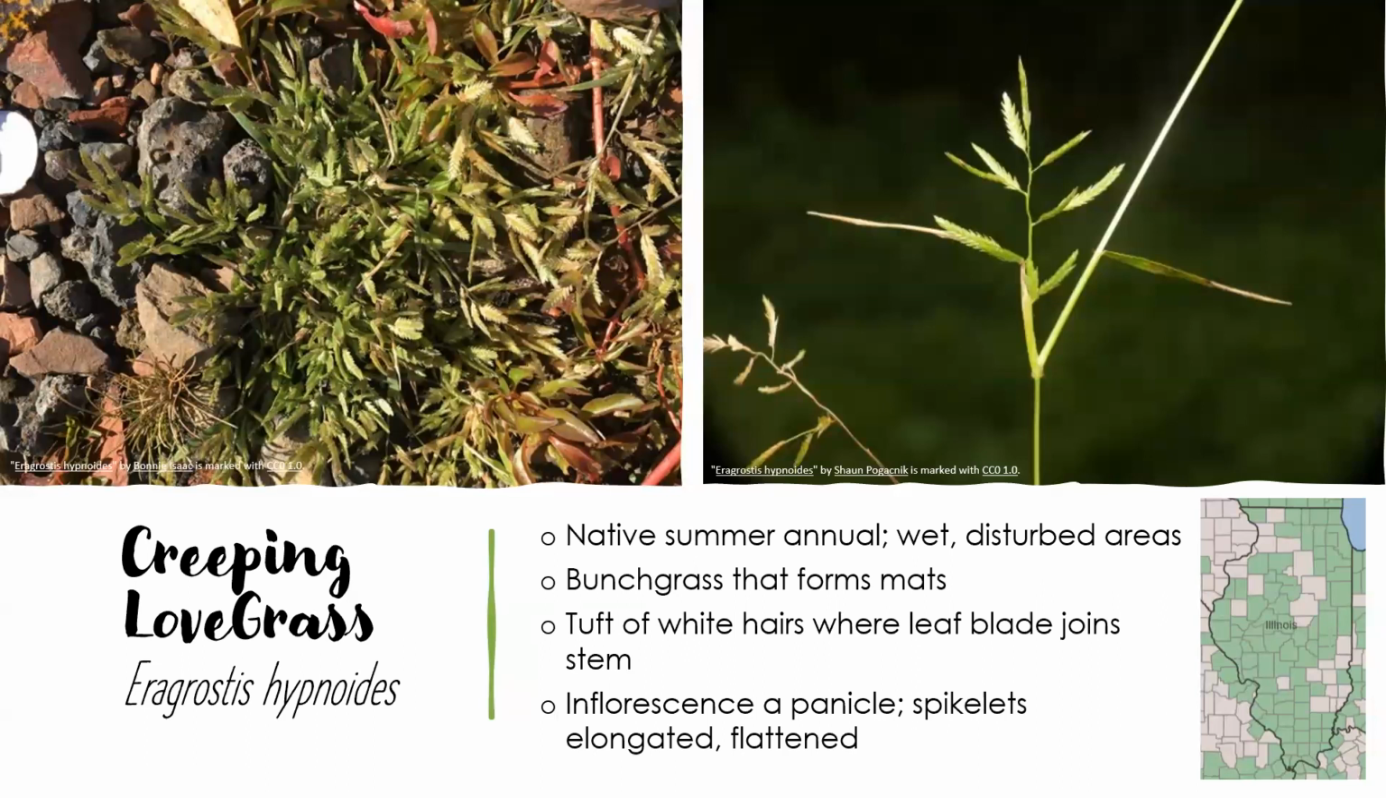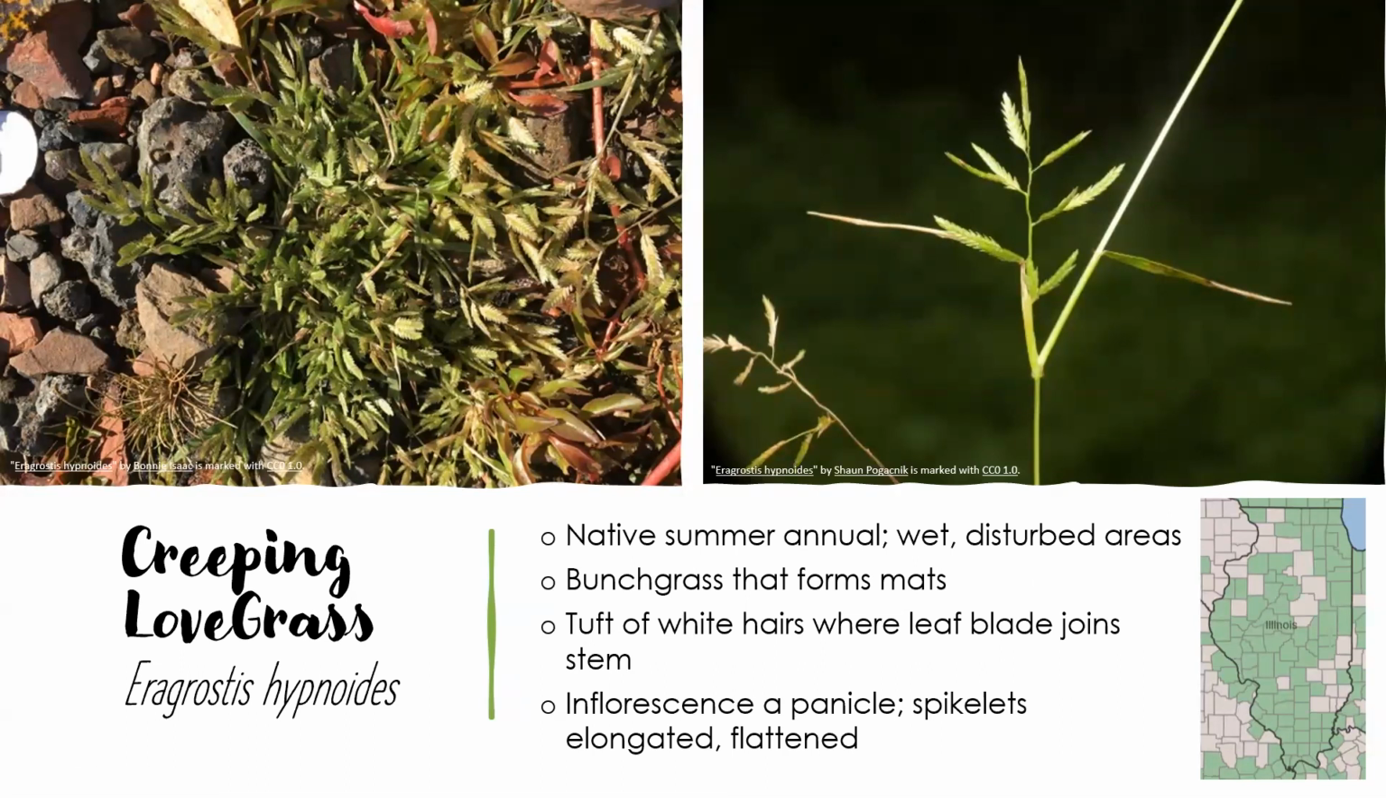We're going to look at our creeping lovegrass next. This is again a native summer annual, but it likes wet, disturbed habitats. So different habitat type. The last one liked those drier habitats, more glade areas. This one likes wetter habitats. So that's your first way to tell them apart. It is also a bunch grass, but it stays a lot shorter. So generally closer to the ground, like you see in this picture right here, it's less than 6 inches tall, and is already flowering. You'll find that same tuft of white hairs, really hard to see, but it is there. And then it's going to have a panicle again, but in this case, you see that these spikelets themselves are a lot longer, and there are a lot fewer of them held together in their panicle.